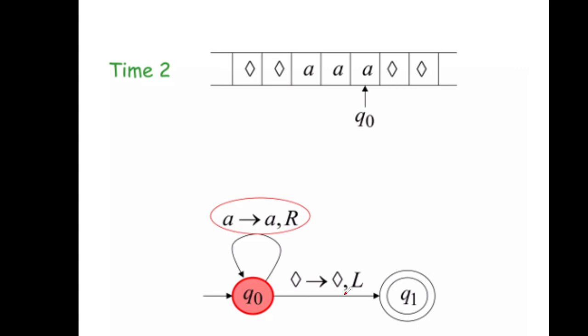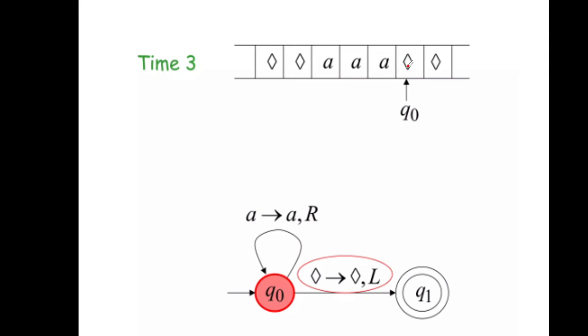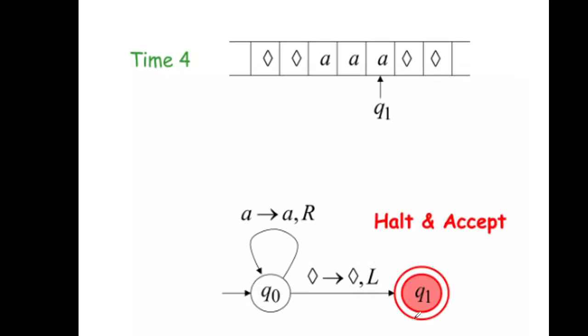Next it can read the blank symbol because it moved right in the previous step. So it takes the blank symbol to its right, and this is the blank symbol. Now it reaches the final state Q1. So the string is accepted by the Turing machine. Now it halts in the final state. Therefore we say that when it reaches the halt state, the string is accepted by the machine.